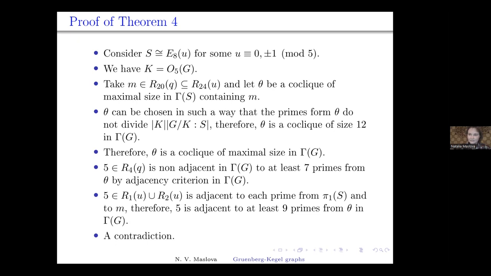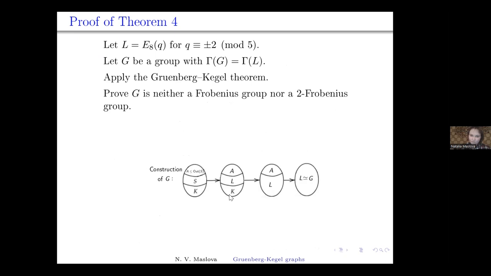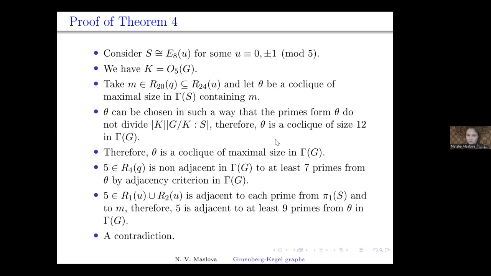And then we can find this coclique such that its elements again don't divide the order of K and the order of A. And then the adjacency of these vertices does not depend on adjacency in K and L, A. And then these vertices are pairwise non-adjacent in the Gruenberg Kegel graph of G. So they again form a coclique in the Gruenberg Kegel graph of G. And this coclique is forced to have exactly 12 vertices. And since maximal cocliques in Gruenberg Kegel graphs of finite simple groups are known, this is forced to be a maximal coclique. And then we look directly to the adjacency criterion in the Gruenberg Kegel graph of G and in the Gruenberg Kegel graph of S.